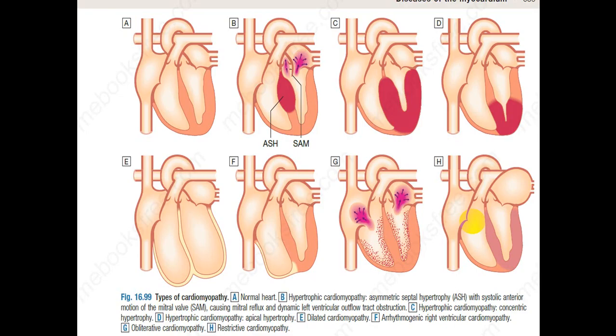This is a picture we discussed in a previous lecture. This is the asymmetrical septal form, which is the most common. Then there is even free wall involvement, and this is the apical form. The last two are the least common.